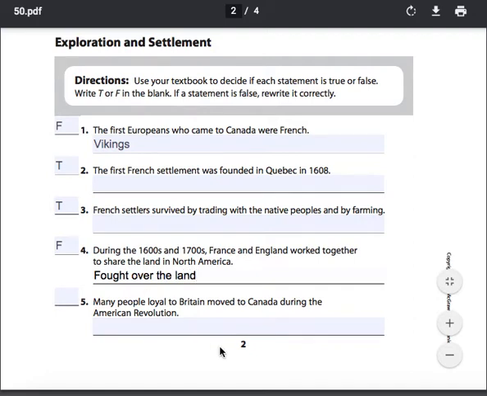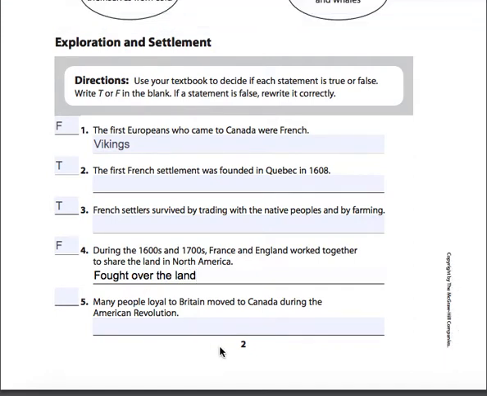Number 5, many people loyal to Britain moved to Canada during the American Revolution. This is true because the American Revolution was the idea that in America they were going to fight against the British and stick it to England because they wanted their own country, their own independence. People who were loyal to England wanted to move back into an English territory, and the British or English were the ones that were controlling Canada at this time.